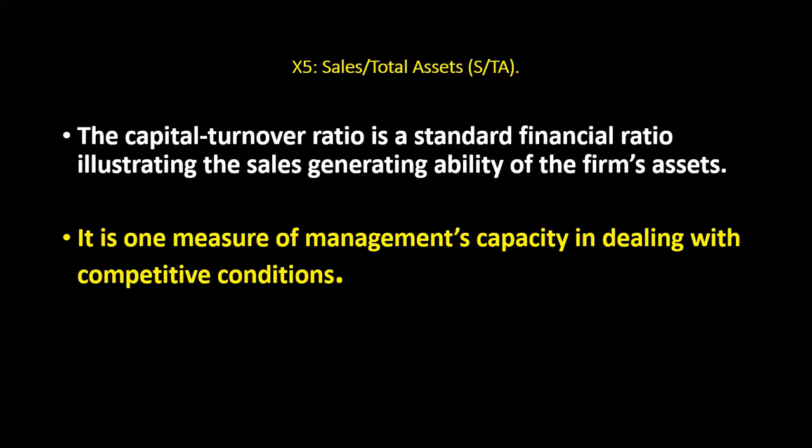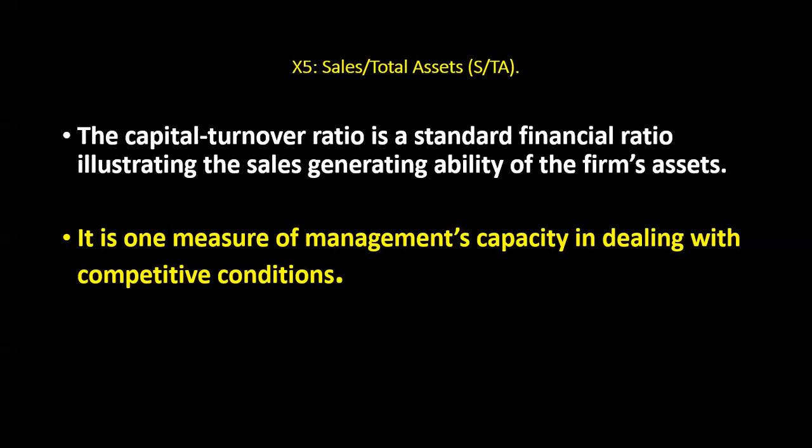A firm is said to be efficient if sales by TA is high. Suppose the sales by total assets is low or very low, there are two possibilities. Either the company is not using the assets efficiently, or it is unnecessarily sitting on assets which are idle, which are not adding value, which are not required. Either way, X5, that is sales by TA, is a reflection of the efficiency of the firm.